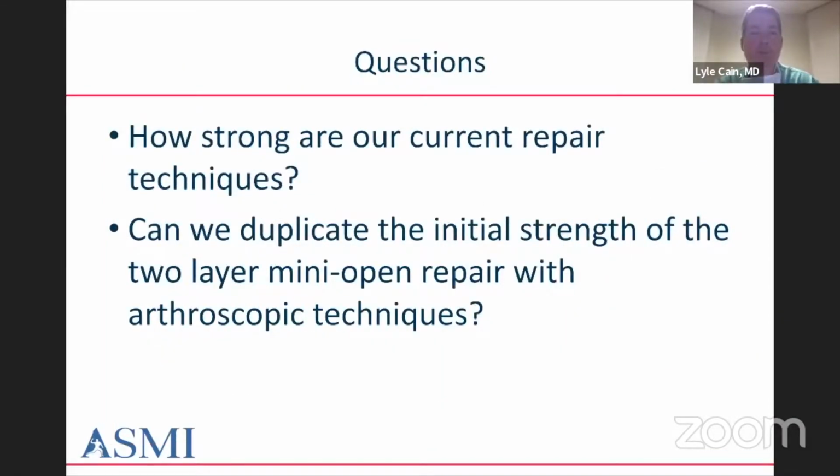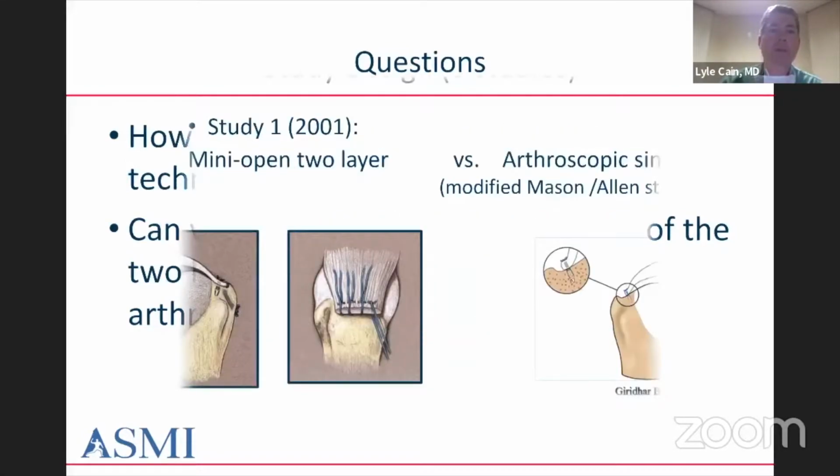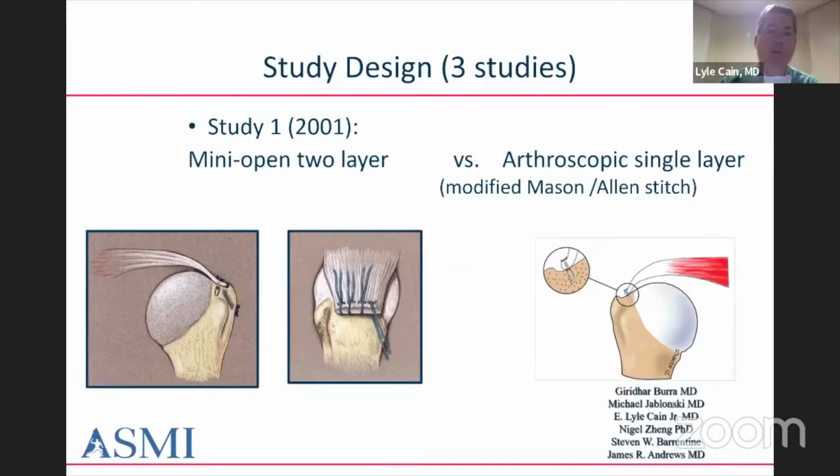So the question we had back in 2000 was, how strong is our current repair technique, the mini open double row? And then can we duplicate this with a 2-layer arthroscopic or a single layer arthroscopic technique? So we went to the lab and did 3 studies, all published in the major journals. The first study was a mini open double row, which was our basic standard mini open surgery we've done for 20 years, versus our arthroscopic single anchor.